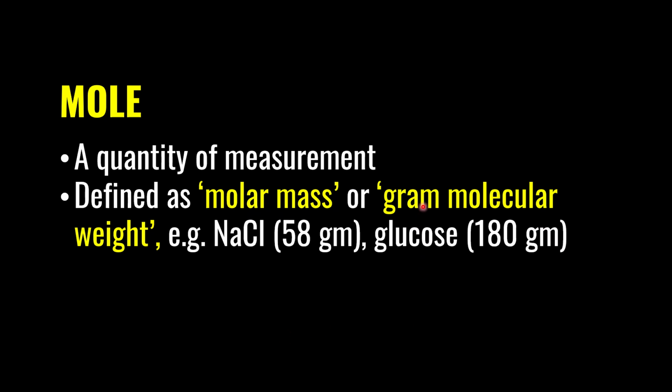In biochemistry and molecular biology, we use smaller units. So when you weigh molar mass in gram, it is mole. When you weigh molar mass in milligram, it is millimoles. When molar mass is taken in microgram, it becomes micromole. When it is taken in nanogram, this becomes nanomoles. And when the molar mass is in picogram, that quantity becomes picomoles. So these are the smaller units of mole.